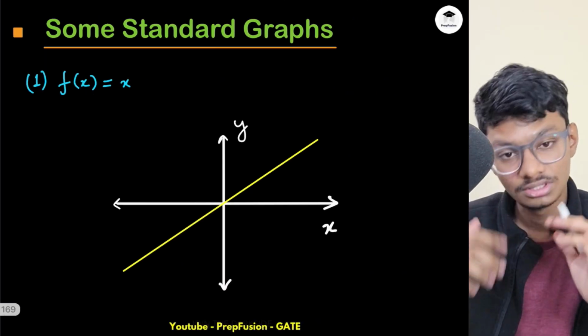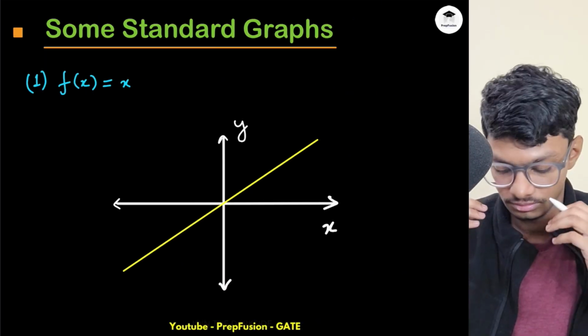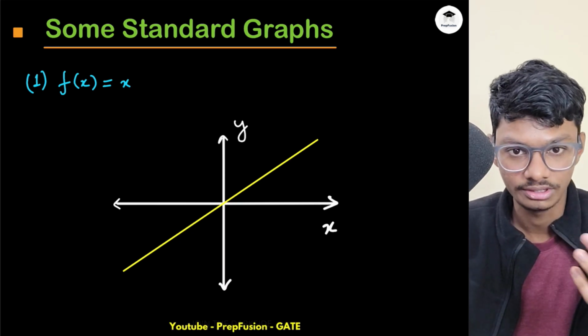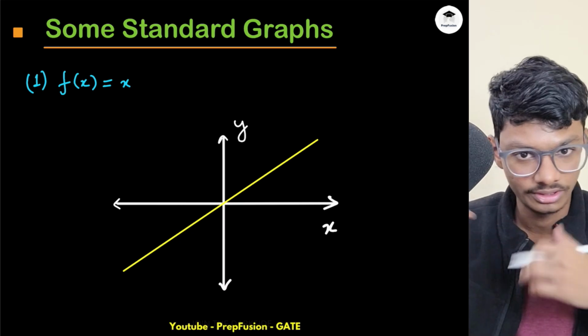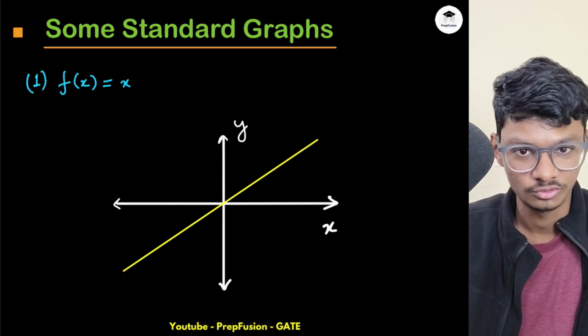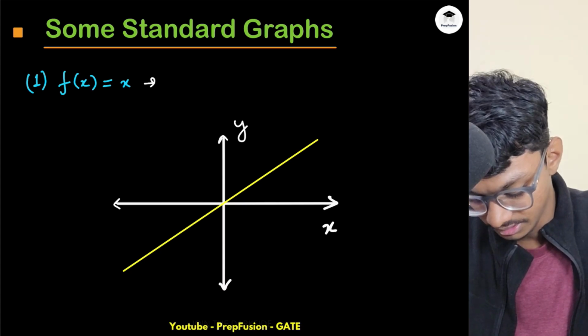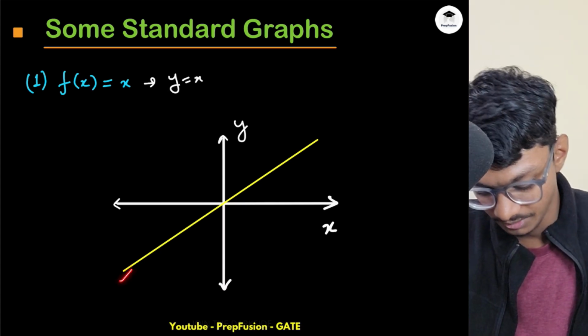Okay, next is some standard curves. So we have to see some standard curves. I hope you have already learned all this. If you have forgotten, you can quickly watch these two. So the first one is the simplest one, y equals x, which is the linear line, right? Linear, y equals x. So it's simply a straight line.